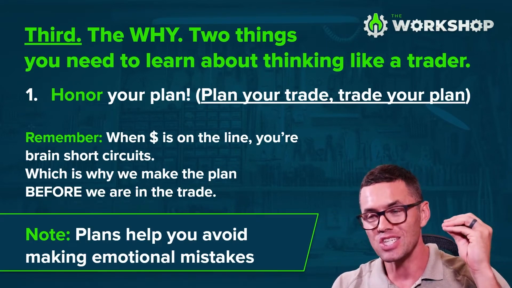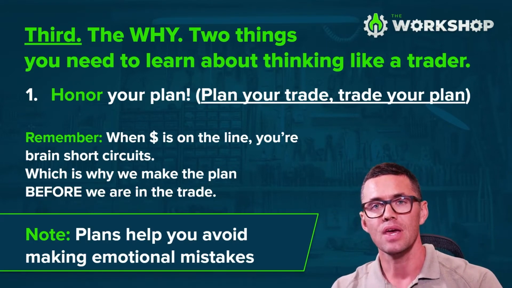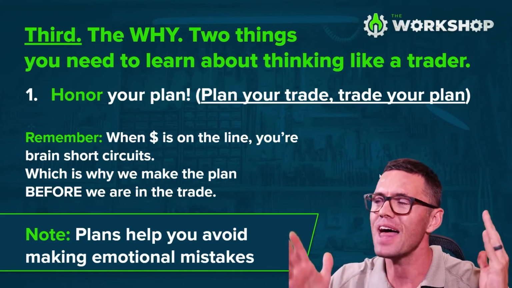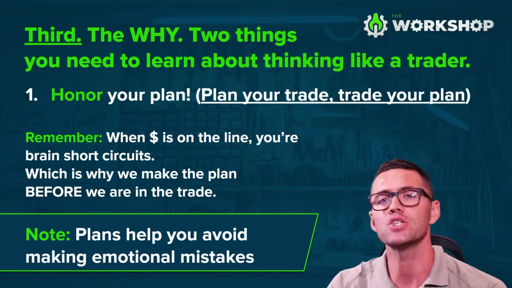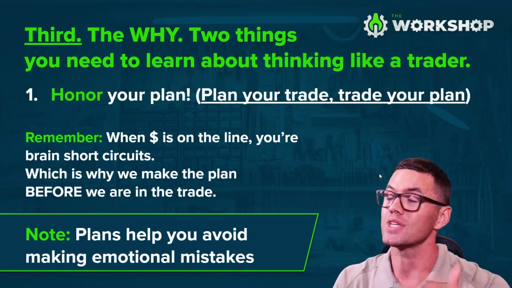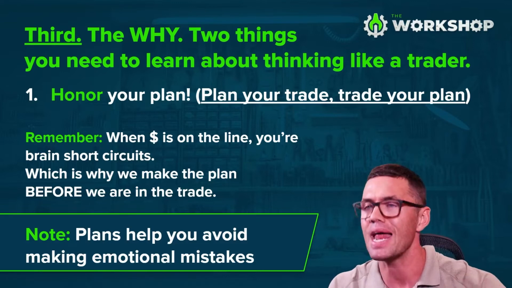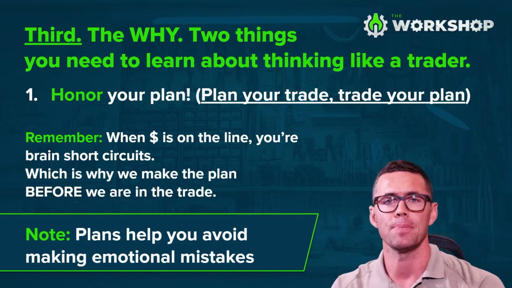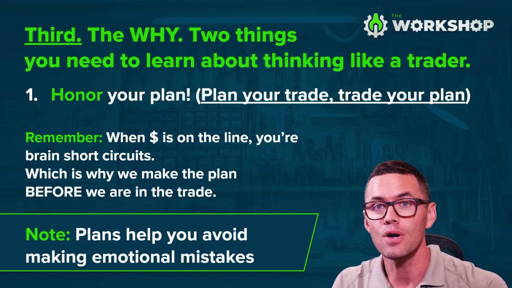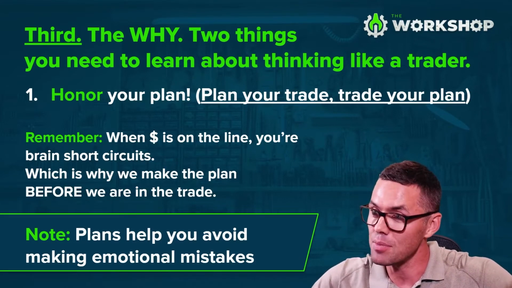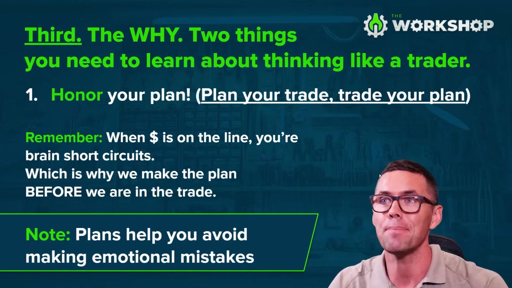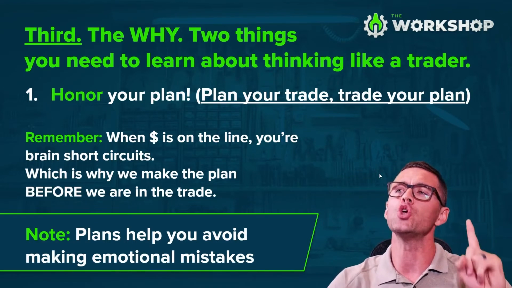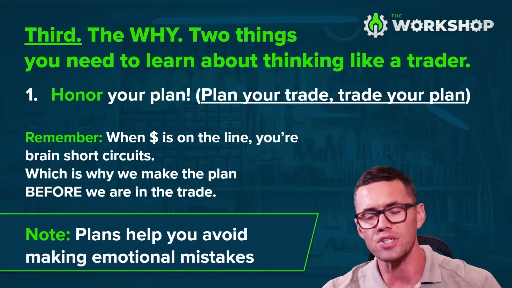But what I aspire to be is rigid in my rules and flexible in my expectations of what will happen in the market. I have rules. I got a plan. I want to stick to that plan. I want to be rigid in those rules and with that plan. Stick to it, but flexible in the expectation. Because as I said before, we know that anything can happen in the market. Again, remember, when money is on the line, your brain will short circuit.